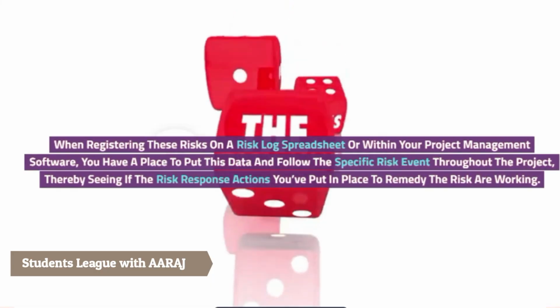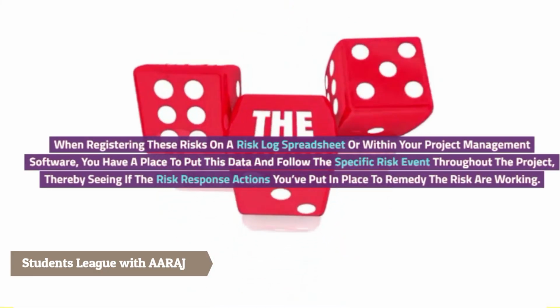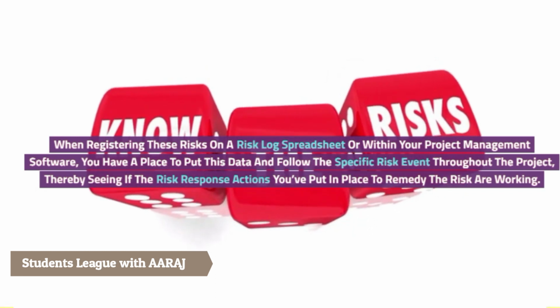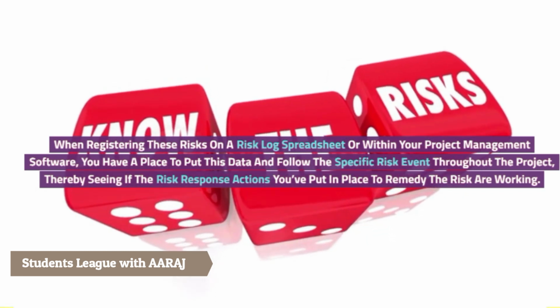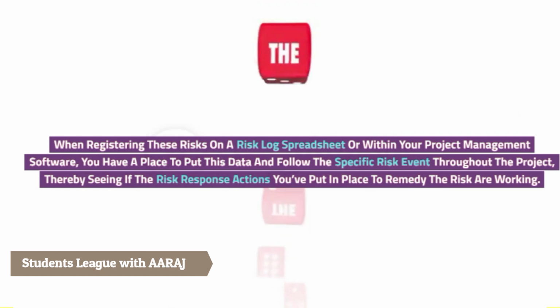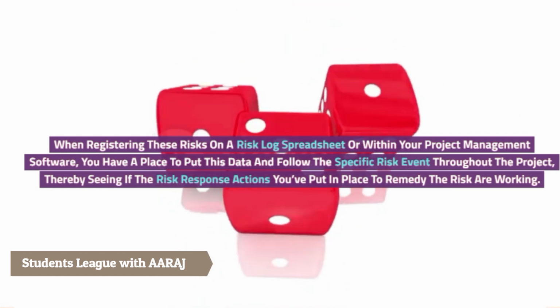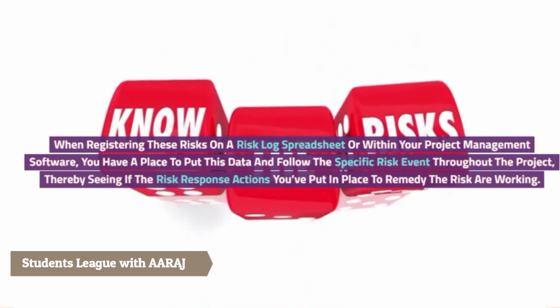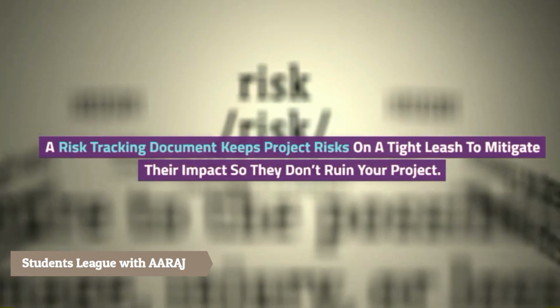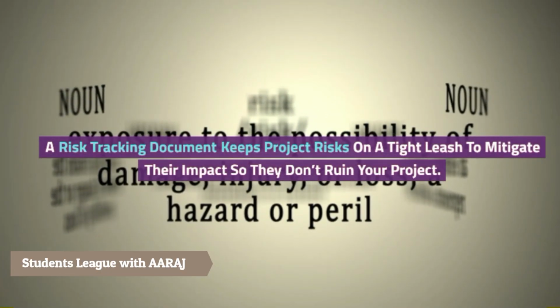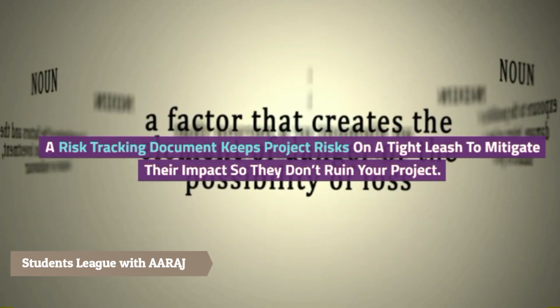When registering these risks on a risk log spreadsheet or within your project management software, you have a place to put this data and follow the specific risk event throughout the project, thereby seeing if the risk response actions you've put in place to remedy the risk are working. A risk tracking document keeps project risks on a tight leash to mitigate their impact so they don't ruin your project.